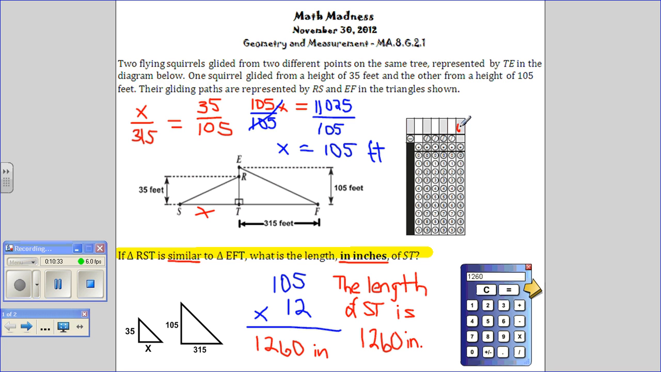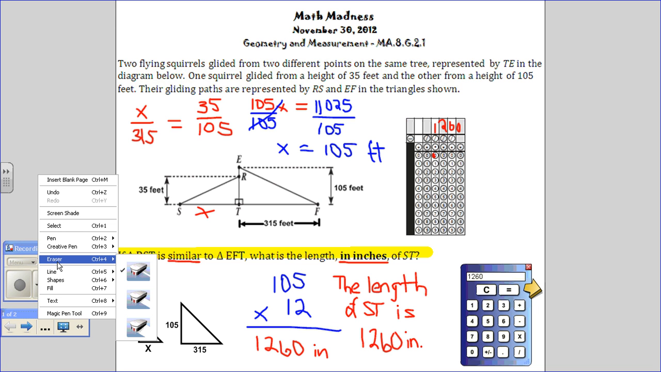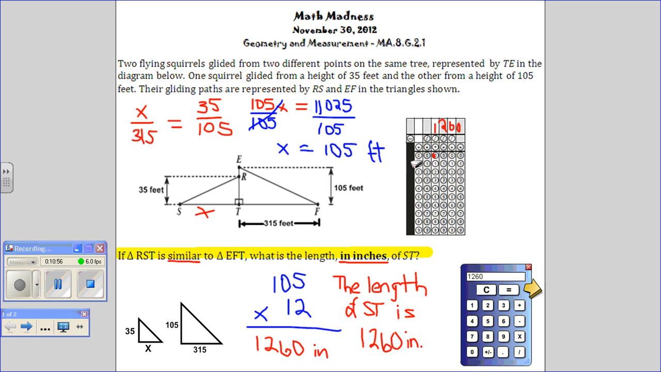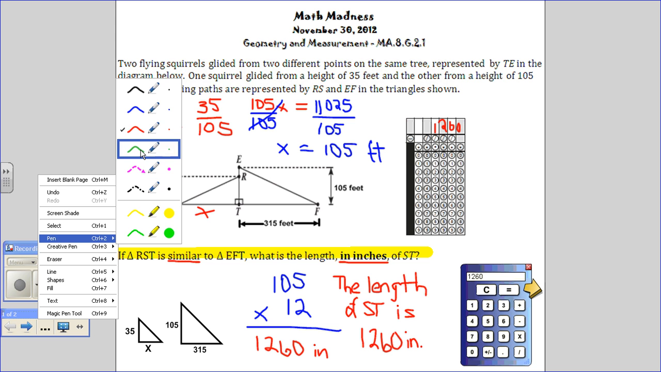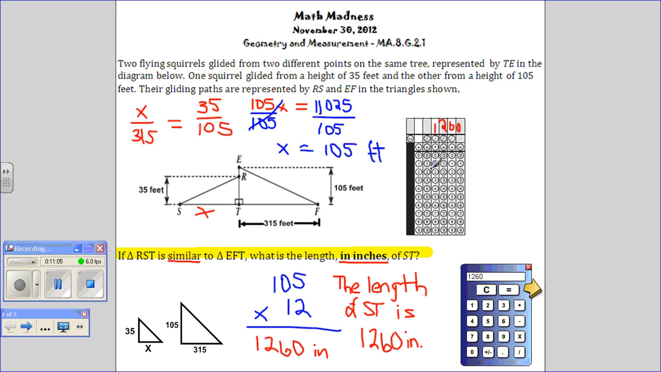So I'm going to do 0, 6, 2, and 1. But make sure, oh, this is a teachable moment. Erase completely. When you take the FCAT or any test where you have to bubble in, make sure you erase completely. This is 1, this is 2, this is 6, and this is 0.